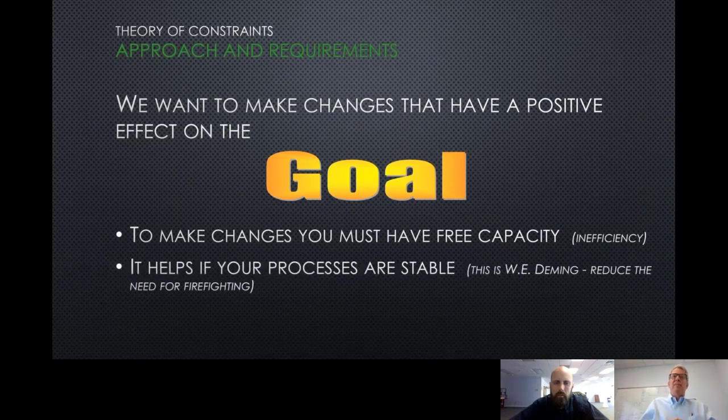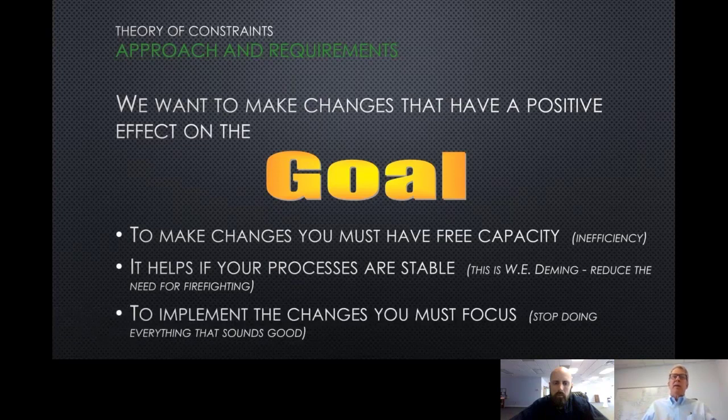It helps if, before we improve the goal, our processes are stable. So we want to not have so many fires that we have to stop what we're doing and can't get our work done because we're busy putting out the flames that are all around our desk. This is Edwards Deming: having stable and reliable processes that produce outcomes that are reasonably expectable.